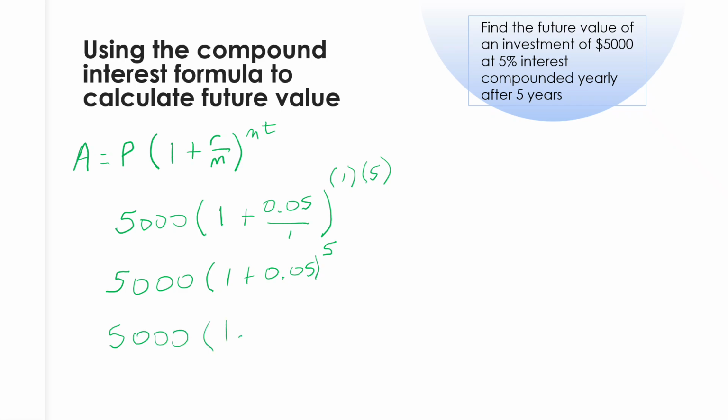And this ends up being 1.05. Now, what is important here is that this right here is the only piece that is raised to the exponent, okay? So 1.05 raised to the 5 power.